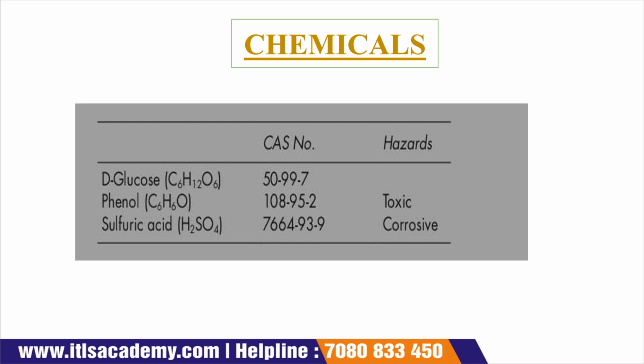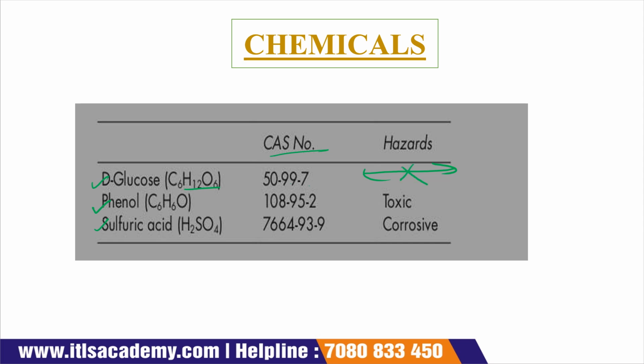Now the next one is the chemicals that we use in this experiment. We are using three chemicals here: first D-glucose, second phenol, and third sulfuric acid. D-glucose has the chemical formula C6H12O6, its CAS number is 50-99-7, and it does not contain any hazard.